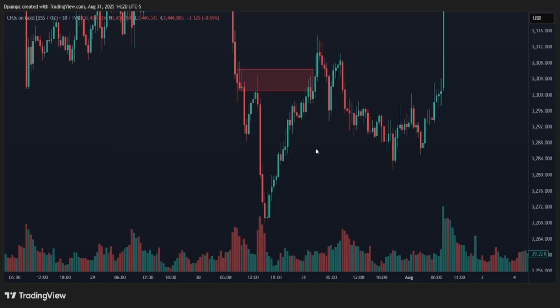So here's a supply example. Doesn't this just look cleaner? It looks more trustworthy.